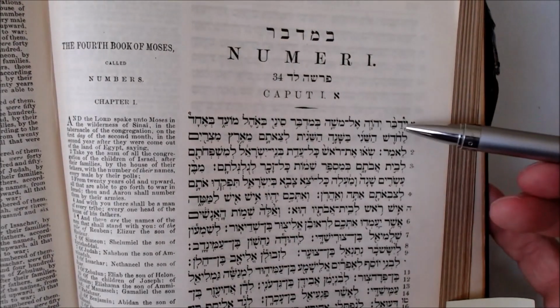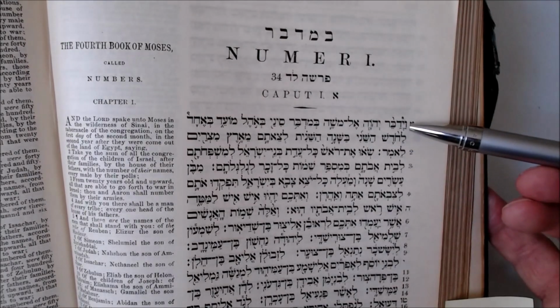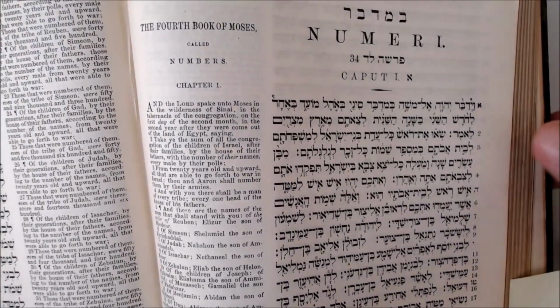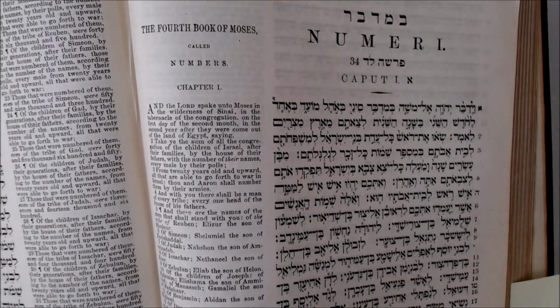Vayedaber Adonai el Moshe. And the Lord spoke, or said, to Moses. And there's the Vav right there at the beginning, linking the book of Numbers up with Leviticus and so on. So it's a continuous story, and it's a powerful way of impressing on us that from Genesis chapter 1 verse 1 right through to the end of Numbers, we are reading the record of a continuous series of interlocked events. It's so important to understand this.